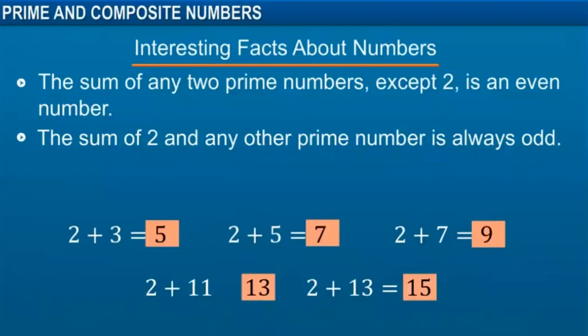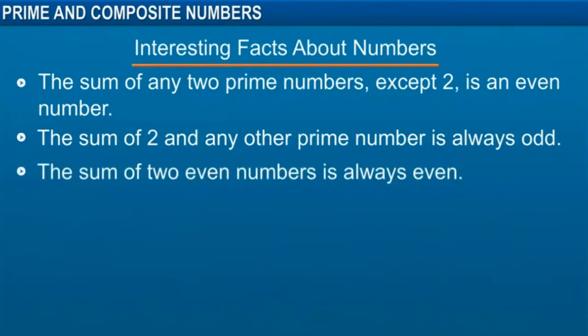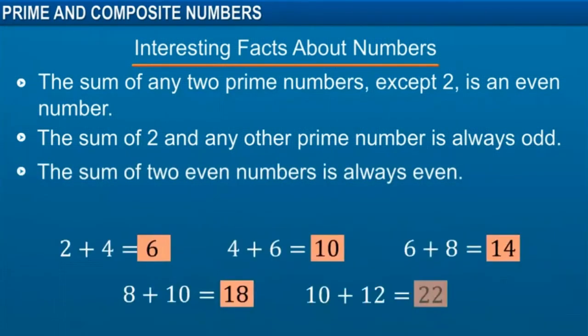Okay, so 2 plus 3 is 5. 2 plus 5 is 7. So whichever prime number we add to 2, the answer we get will be an odd number. The sum of two even numbers is always even. So the next thing, the sum of two even numbers is always even. If we take two even numbers and add them, what do we always get? An even number. Example: 2 + 4 is 6, 4 + 6 is 10.